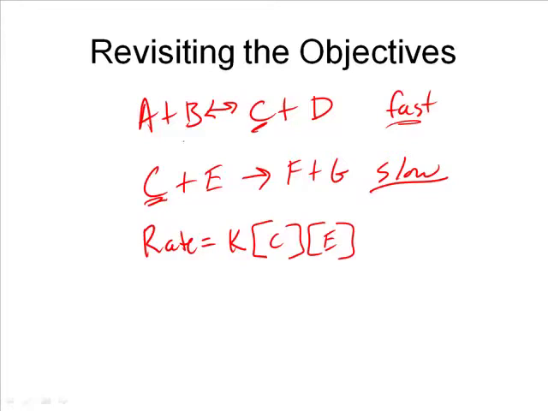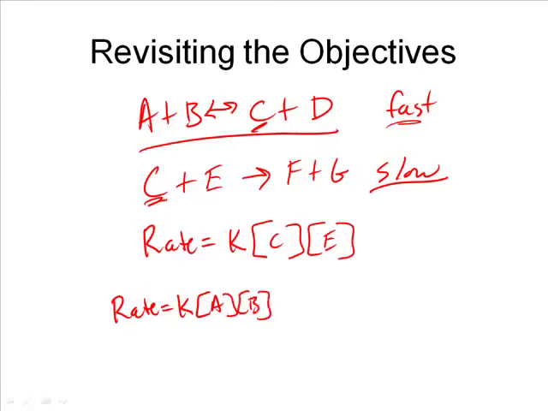So what we're going to do is we have to come back up here and we're going to make our two equal to each other again. So rate equals K times A times B for the forward reaction. Rate equals K times C times D for the reverse reaction.